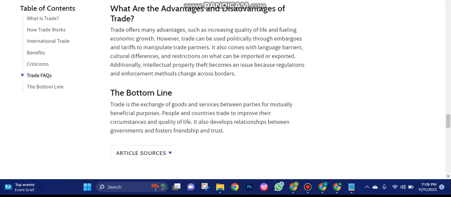The bottom line: trade is the exchange of goods and services between parties for a mutually beneficial purpose. People can use trade to improve their circumstances and quality of life. It also develops relationships between governments and fosters friendship and trust.